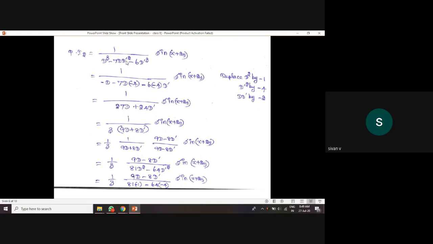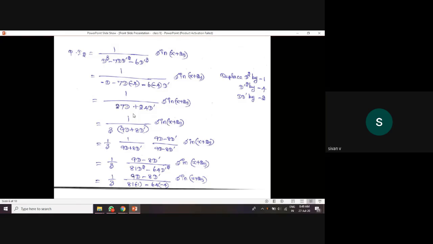And D dash square equals minus 4, and substitute here: minus 7D minus 4. Minus this D dash cube can be separated as D dash square into D dash, and D dash square equals minus 4, so 6 into minus 4 of D dash. And here the terms containing D and D dash: minus D minus 28D... that is 27D plus 24 D dash of sine of x plus 2y.